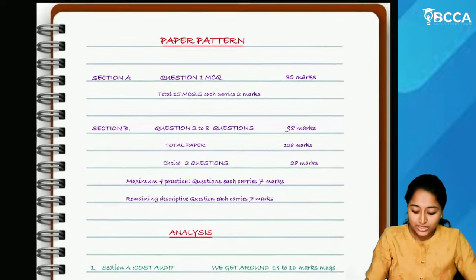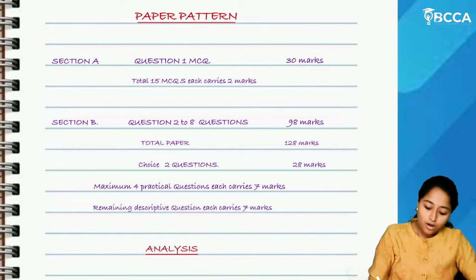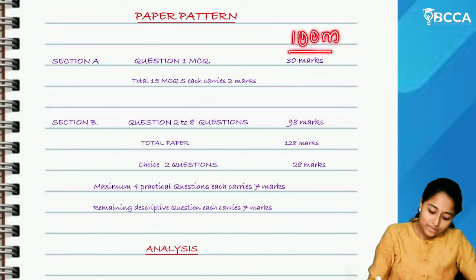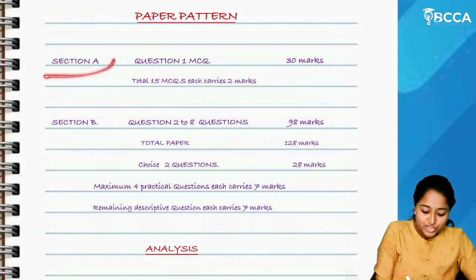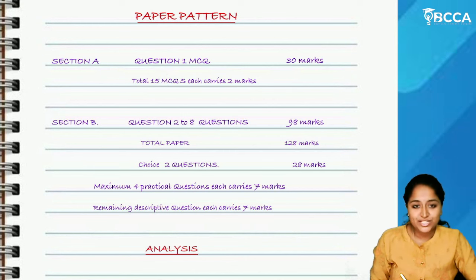And now we are going into the paper pattern. What is the actual paper pattern that we have? All of you know that the paper will be for 100 marks. Section A will be MCQs for 30 marks, in which we'll get 15 MCQs and each question will carry 2 marks each.